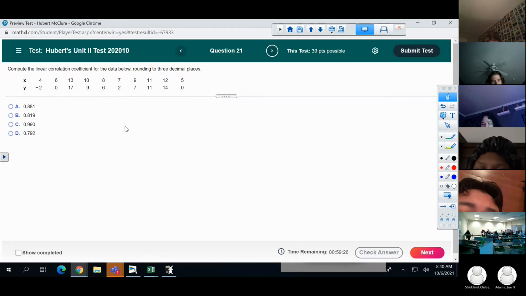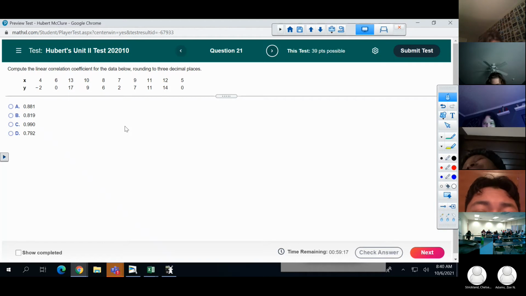Compute R. At least you can get practice on your calculator, which some of y'all do need because you suck at it.